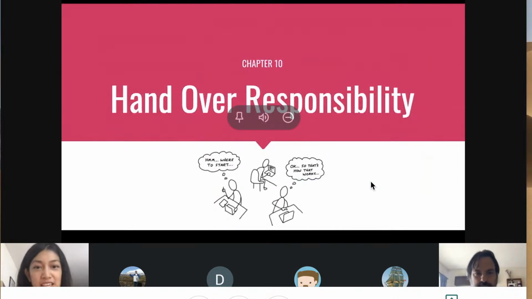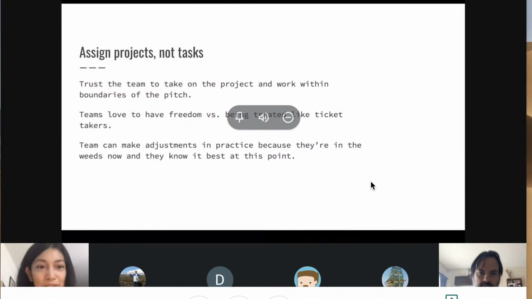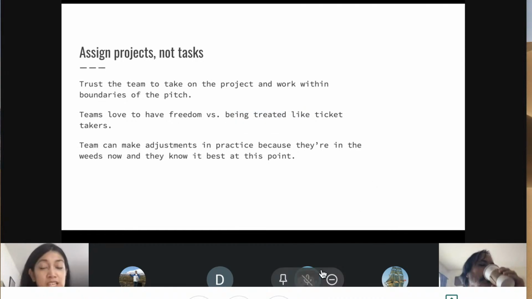So when it's time to hand over the responsibility, the duties, like actually doing the project: the way they do it is they assign projects, not individual tasks. They trust the team to take on the project and work within the boundaries of the pitch. The idea is teams love to have freedom versus being treated like ticket takers. The team can make adjustments in practice because they're in the weeds now and they know it best at this point.